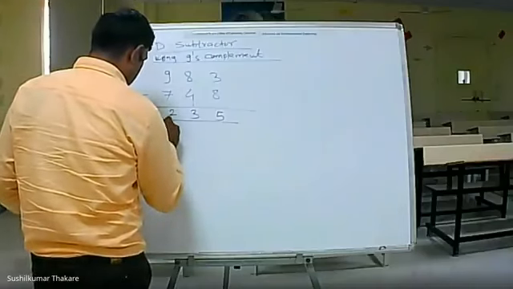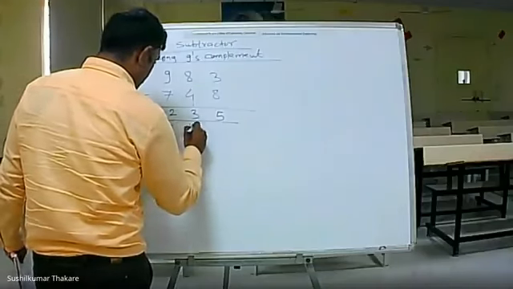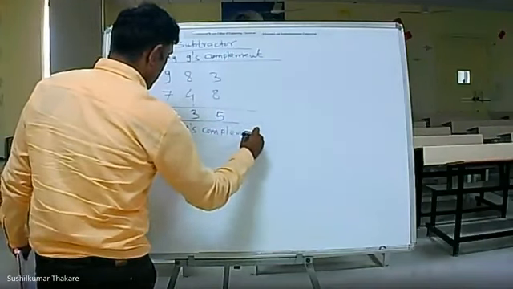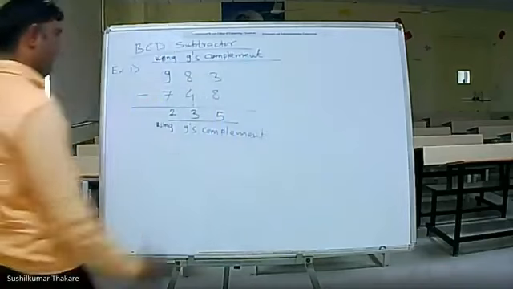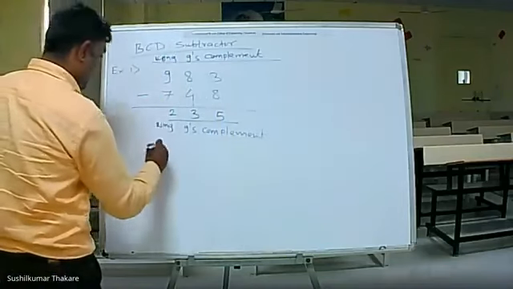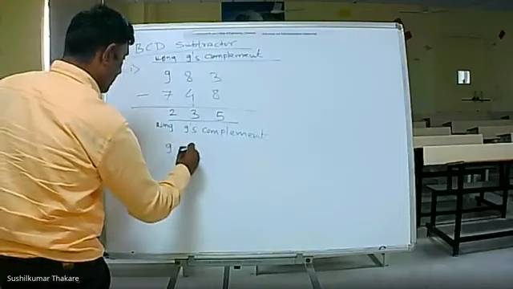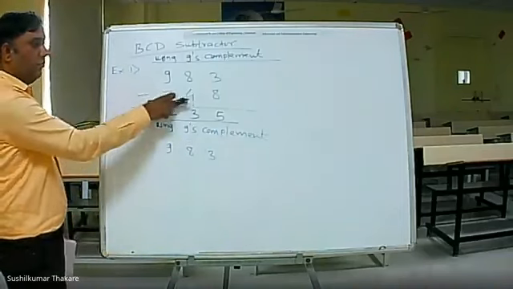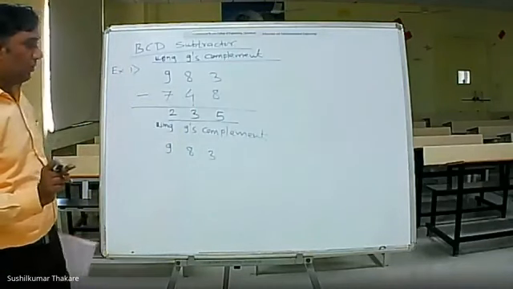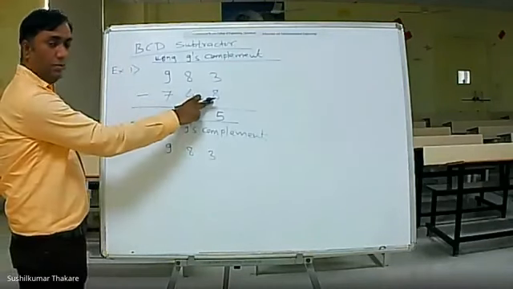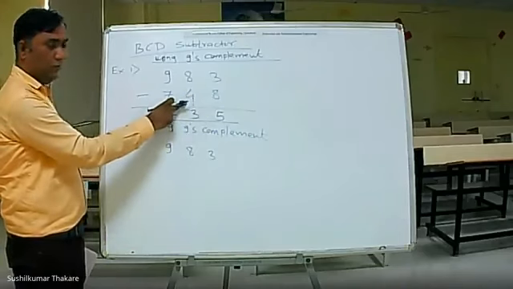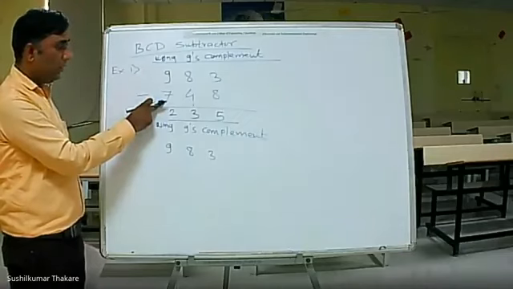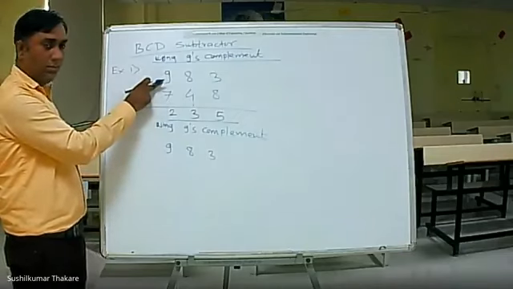9's complement, the method using 9's complement. Okay, so the first number is 983, and we take the 9's complement of the other number, that is 748. How to take this 9's complement? Subtract 8 from 9, subtract 4 from 9, subtract 7 from 9. Is it clear? Okay, so your original number is 983.